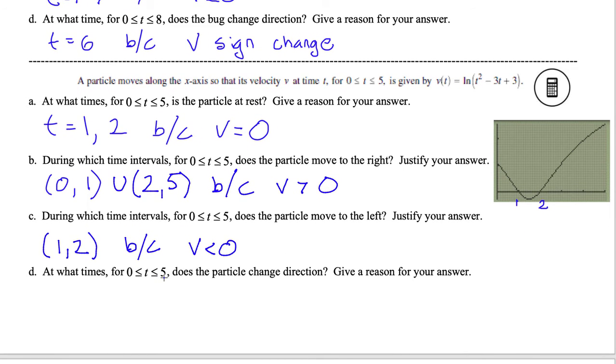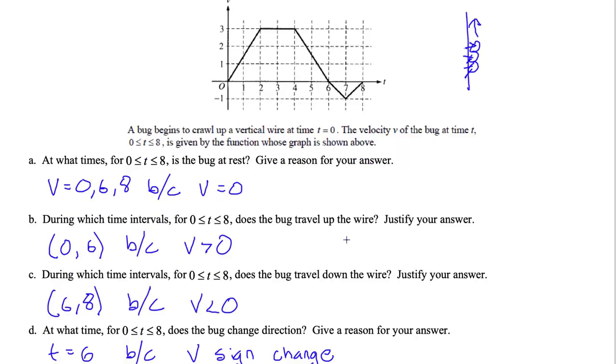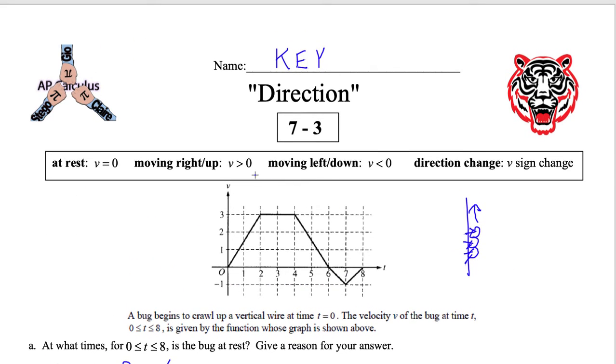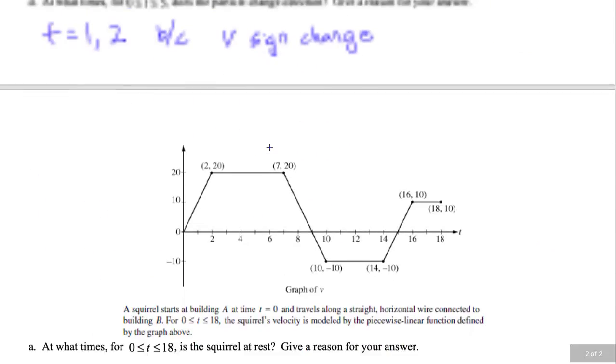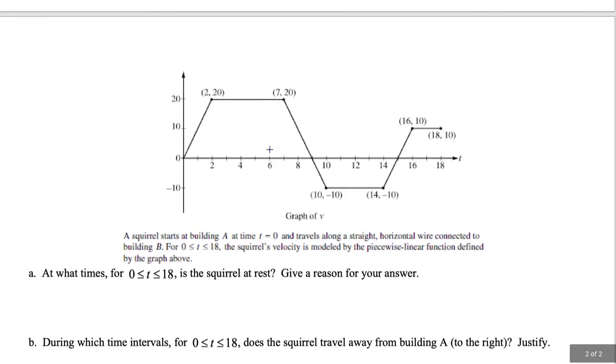And finally, where does the particle change direction? Well, it crosses through the t-axis in both of these cases, so both at 1 and 2 again. So I'm kind of copying down part A, 1 and 2, but the reason is different. Why is it a change in direction? It's because of a velocity sign change. And I'm hoping that we're starting to slowly memorize, or at least connect this back to f prime sign change and stuff like that.